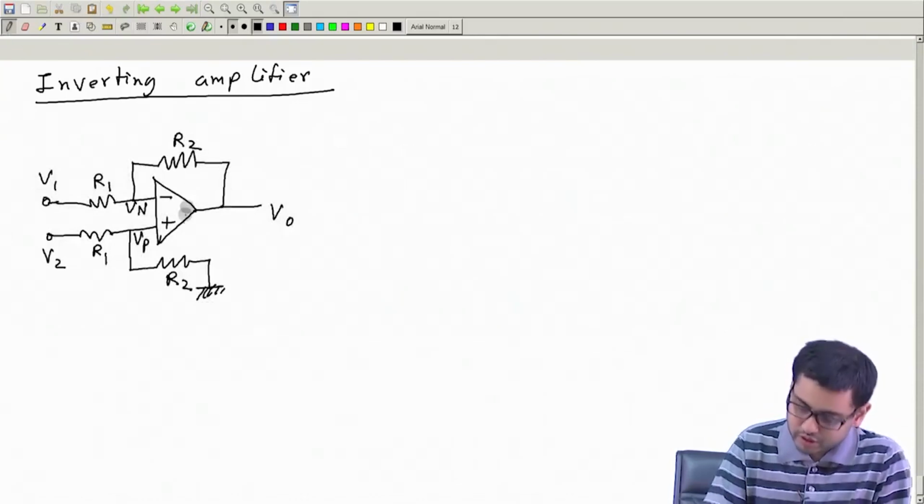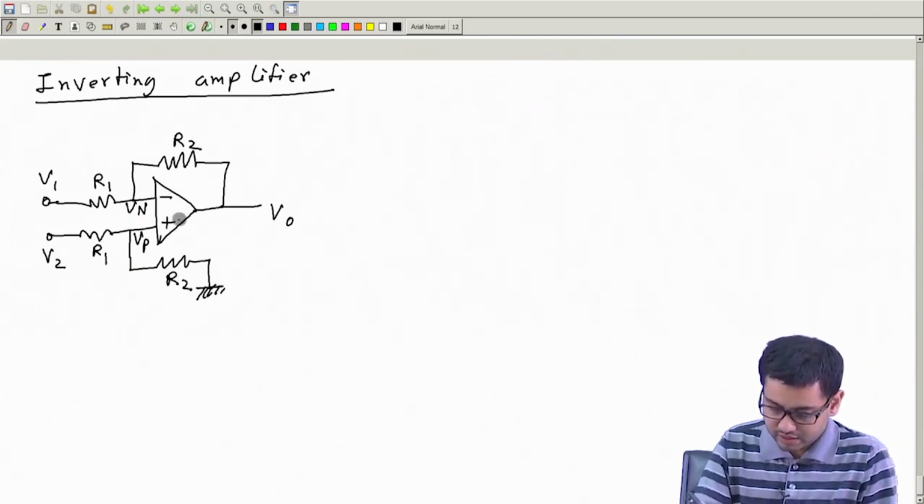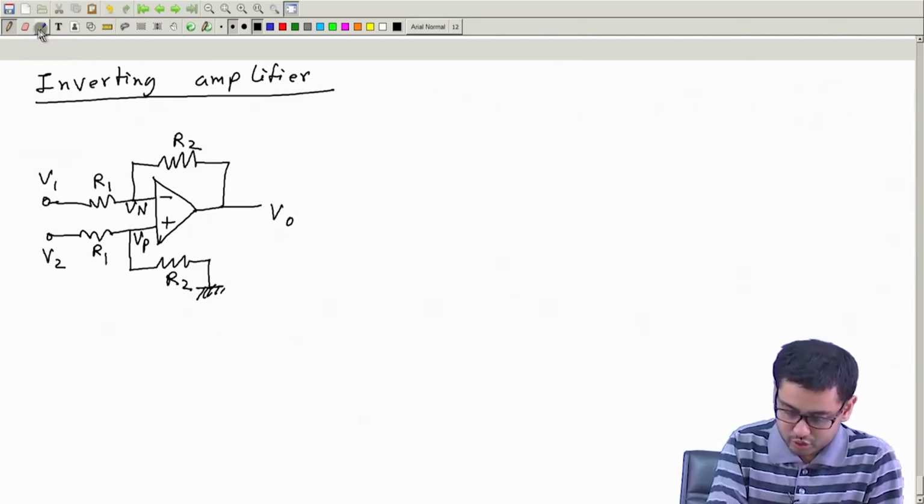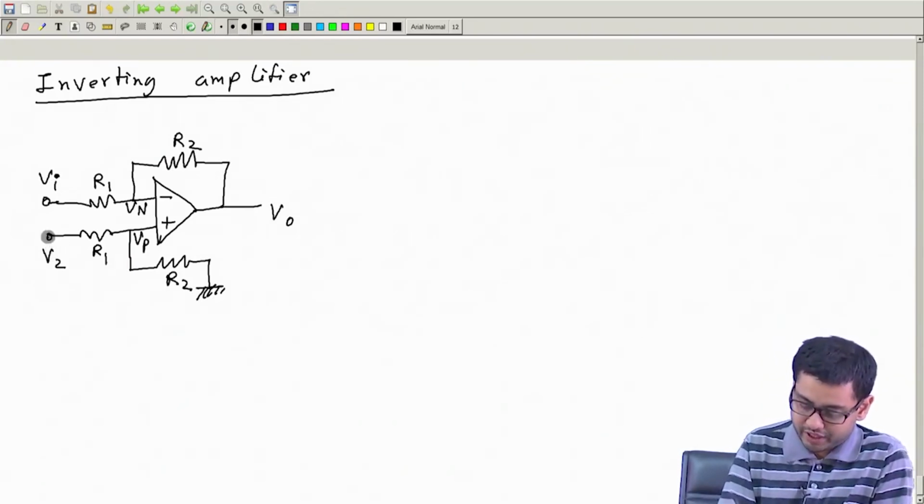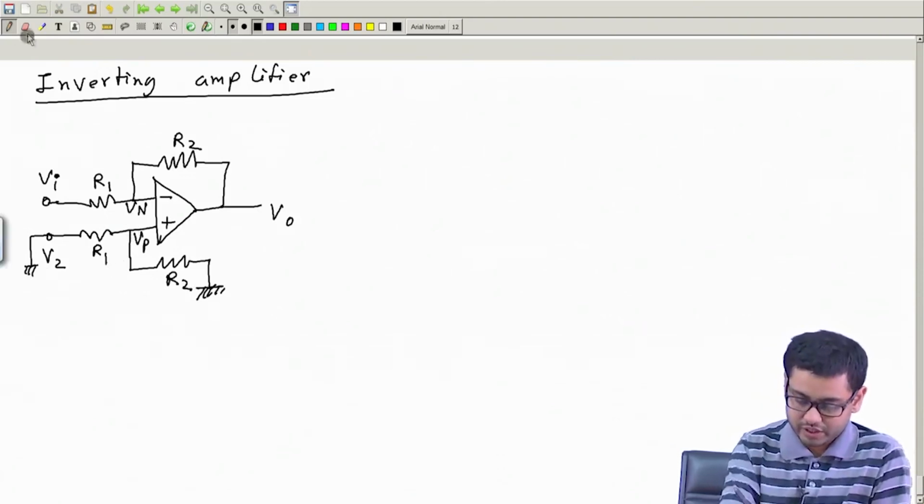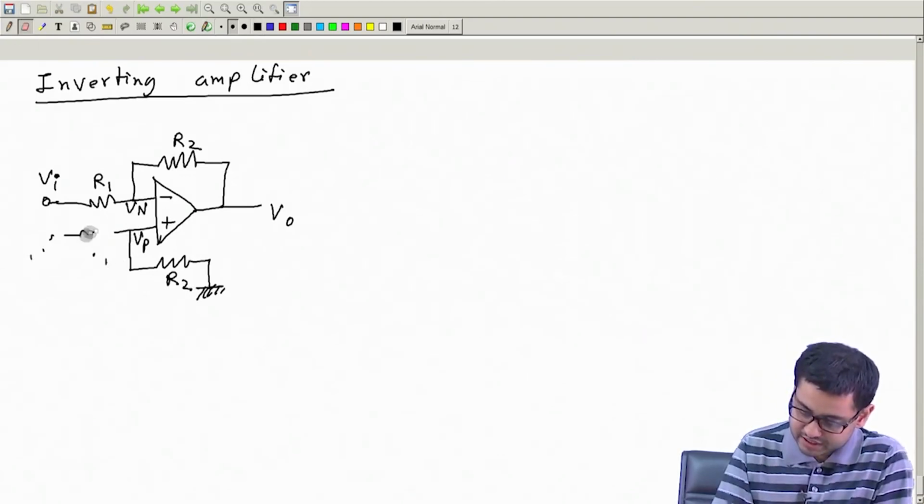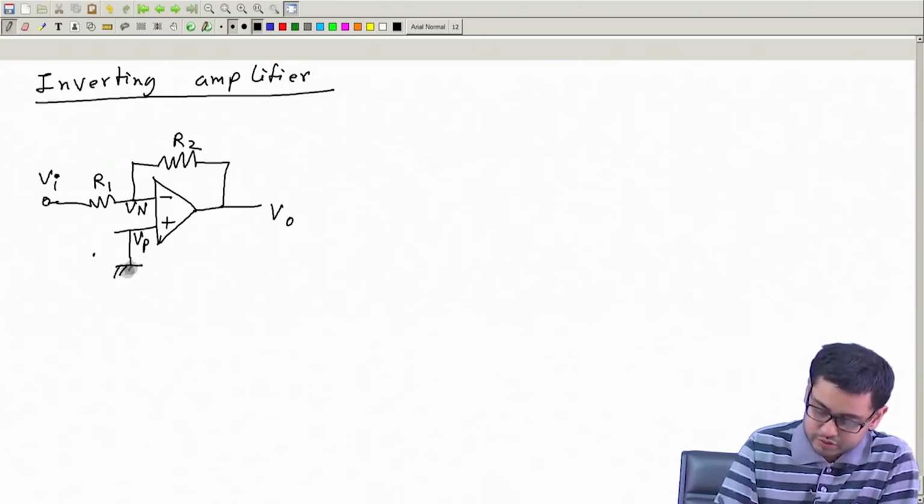This is R2. Now this is inverting amplifier, means what? The input will come here at the minus terminal. So let me call this Vi, this is input, this is going to be grounded. Okay. Now if I ground this, this is also grounded, this is also grounded, so I can ground this terminal directly. Okay. So therefore I erase these unnecessary things and connect this directly to the ground.